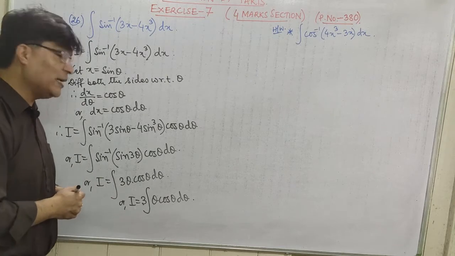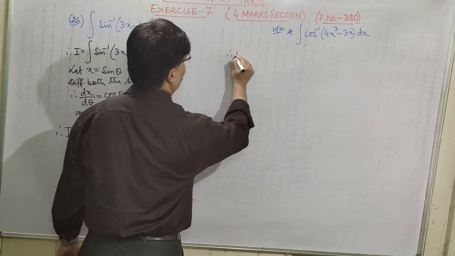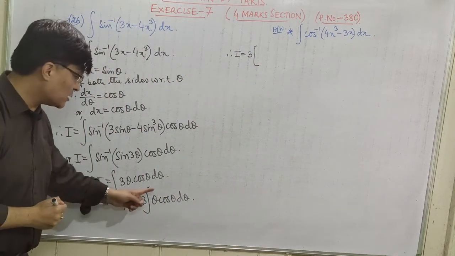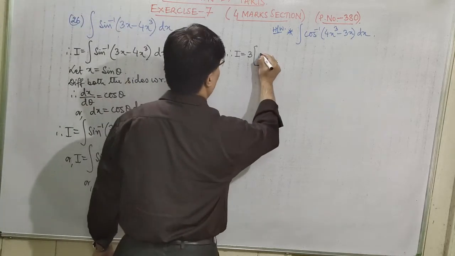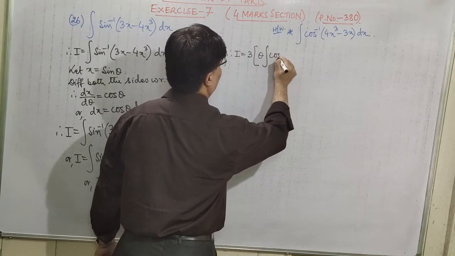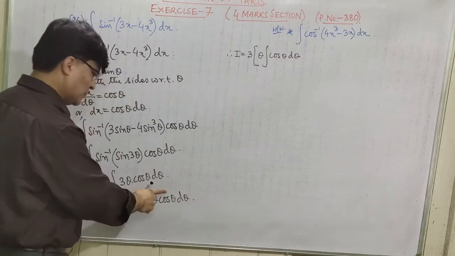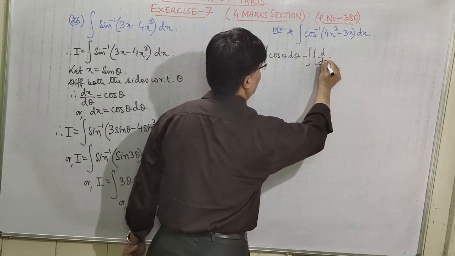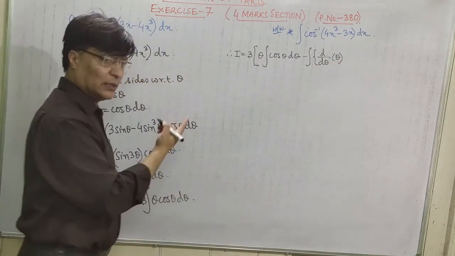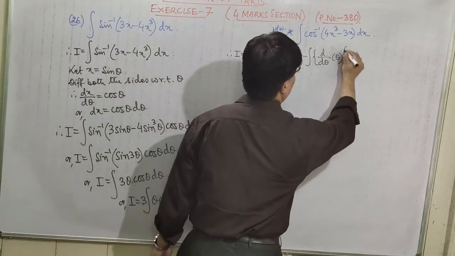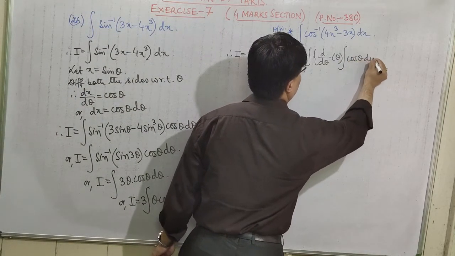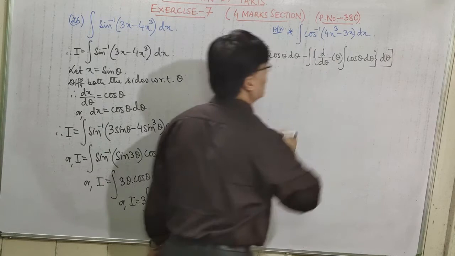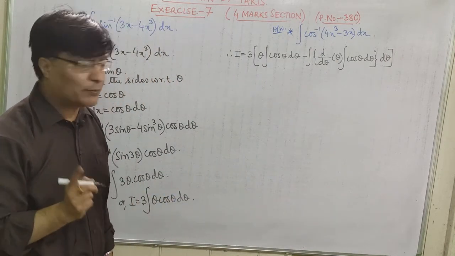So let us use integration by parts. Therefore I is equal to 3 within third bracket. Let us use integration by parts here. Theta is the first function, theta into integration of cos theta d theta, then minus integration of second bracket, d by d theta of theta, that is integration by parts, then integration of cos theta d theta, second bracket is closed. Then what do you write? d theta. Is it clear to all of you? I hope you have understood it.